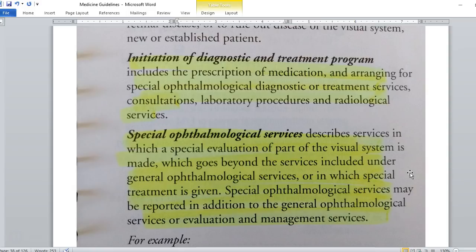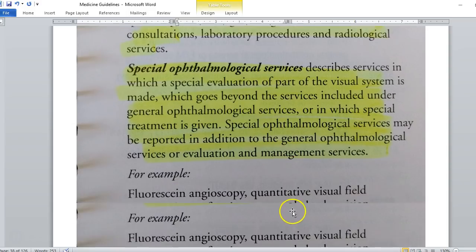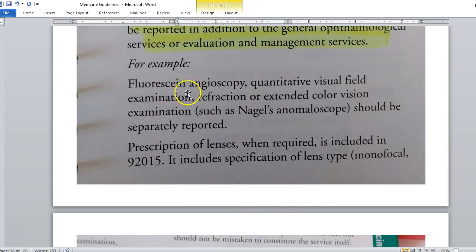Then we have special ophthalmological services, which describe services in which a special evaluation of part of the visual system is made, which goes beyond the services included under a general ophthalmological service or in which special treatment is given. Special ophthalmological services may be reported in addition to general ophthalmological services or evaluation and management services. So again, if we do things like a fluorescein angioscopy, okay, and that's when we actually inject the patient with a contrast so they can see the vessels of the eye better.